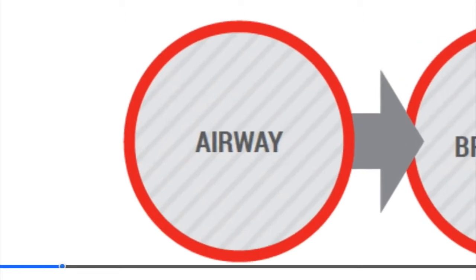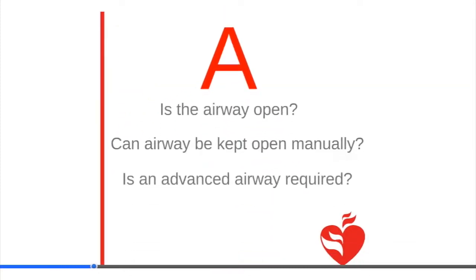When you're assessing the airway, there are 3 basic questions you should be asking yourself. 1. Is the airway open? When we say open, we mean unobstructed. If yes, proceed to check B for breathing.